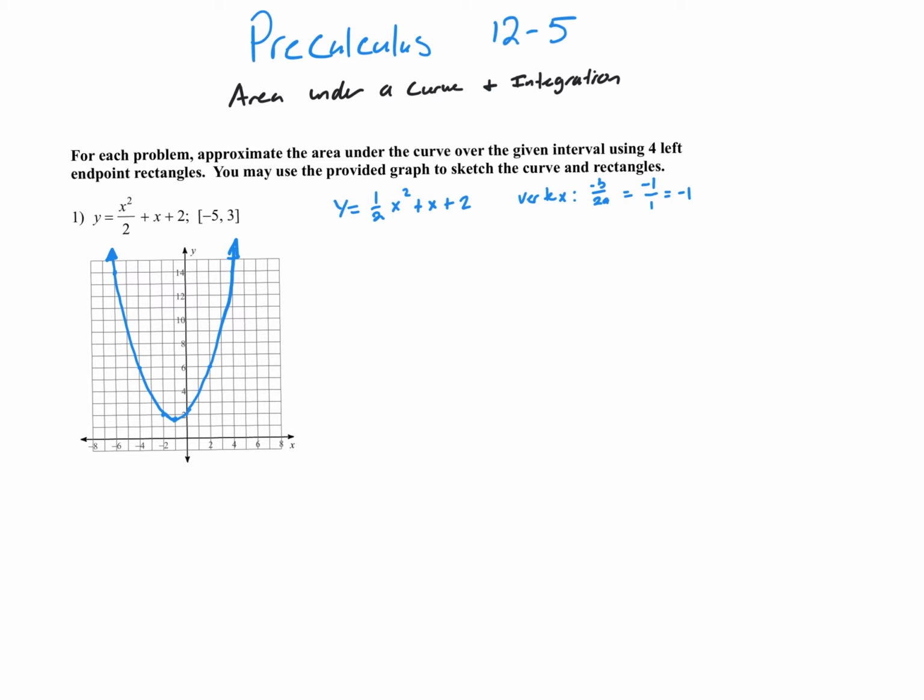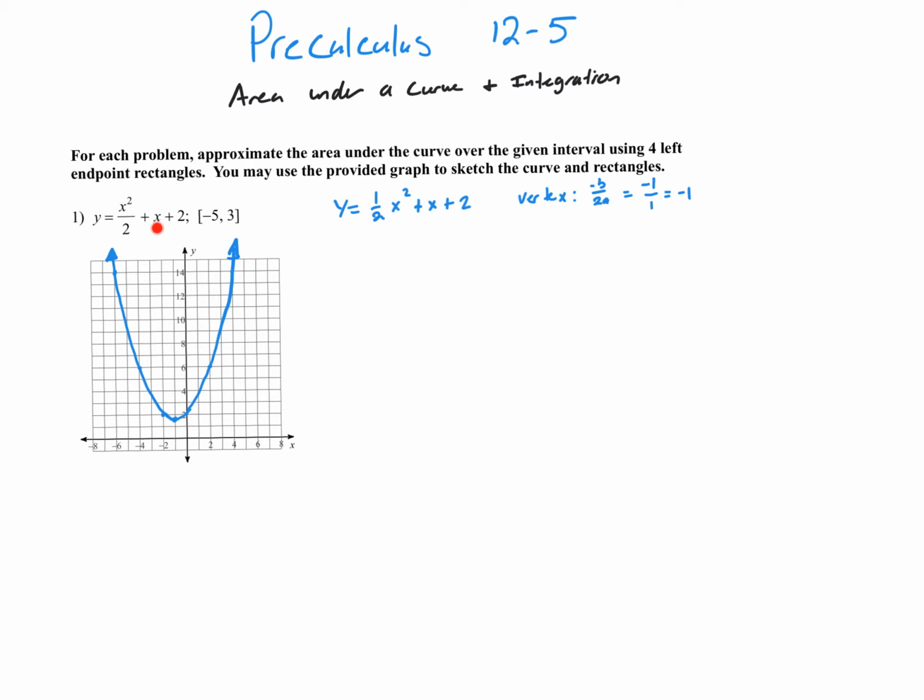Okay? And so here's the instructions for this first one. It says, for each problem, approximate the area under the curve. So notice it's approximate, so we're not going to have an exact answer here. We're just approximating the area under the curve over the given interval using 4 left endpoints. So we're going to divide our area up into 4 sections, and we're going to use left endpoints. I'll explain that more in just a second. You may use the provided graph to sketch the curve and rectangles.